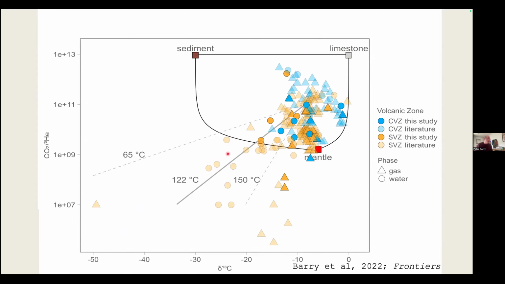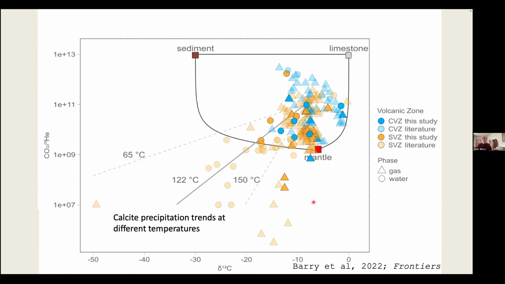But some of the samples have lower carbon to helium-3 ratios. And this is indicating that perhaps some of the carbon has been pulled out, again, due to a process like calcite precipitation. And that's actually a temperature-dependent fractionation. So you can draw a line from a starting composition out, and you can model the temperature at which this calcite precipitation likely occurred.